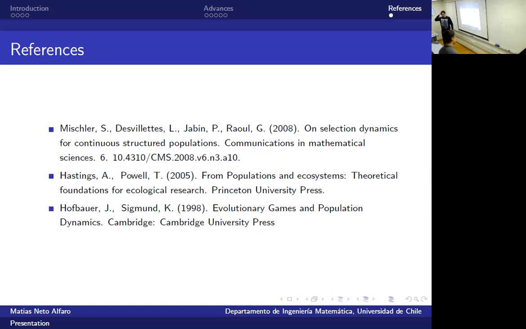Thank you, Matías, for your presentation. Are there any questions? Yeah, no question. The strong diagonal condition, does it have an ecological meaning?